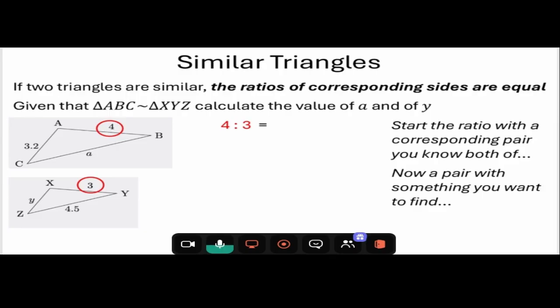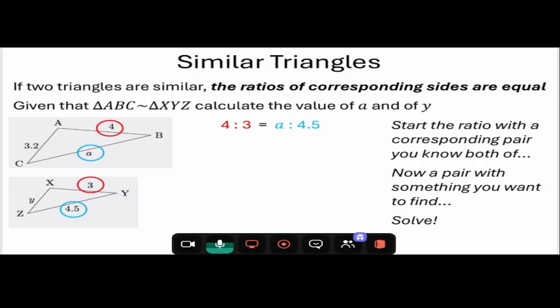Then grab a pair with one of the things you want to find. Well, we want to find both A and Y. Let's find A first. So I'm going to grab A, and its corresponding side down here is 4.5. And that is the second half of my ratio. That is the hard part of the question, because the rest, if you've done chapter 3, I could have just popped that on there for you, and you would know where to go from there, right?